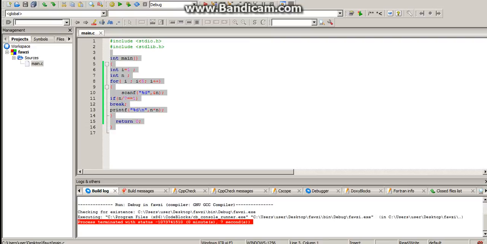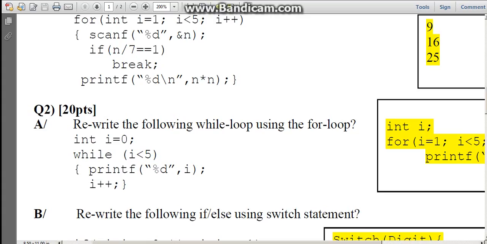Alright, now let's move to another question. Now here they ask us to rewrite, so the result will be the same, but in another way. You can use the for statement, you can use while, you can use do. There are multiple choices, alright? So the easiest one is for.